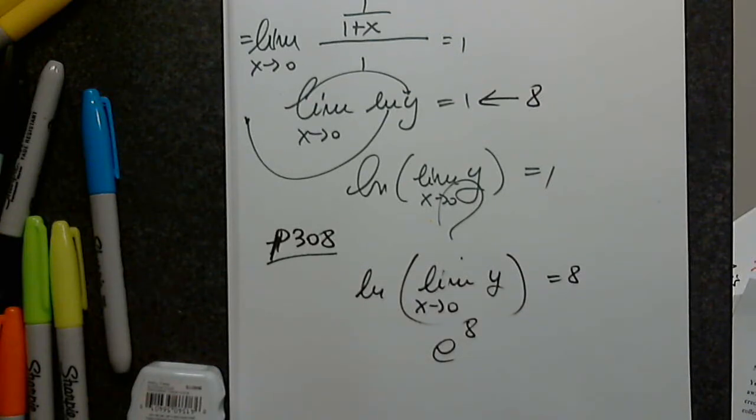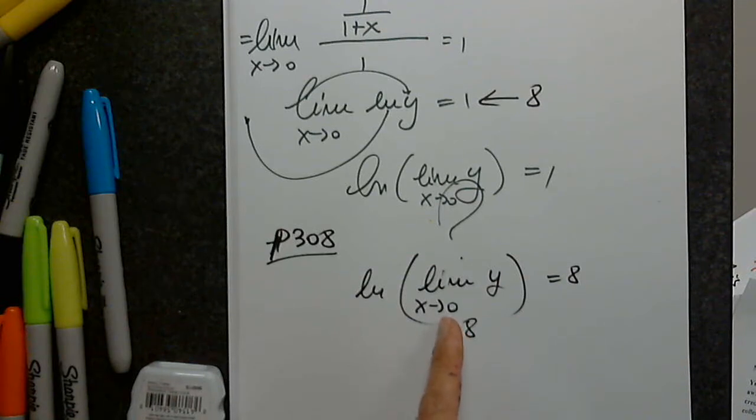Only e to the 8. Natural log of e to the 8 would be 8. So it does not matter what is in the parentheses as long as it's natural log of that, it equals 1, equals whatever. And yeah, then I'm able to determine what I'm looking for. So we change this into 8.